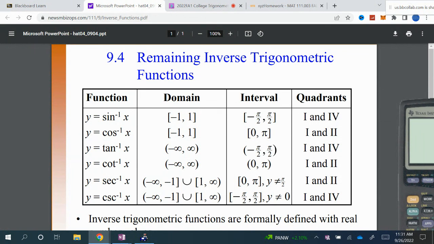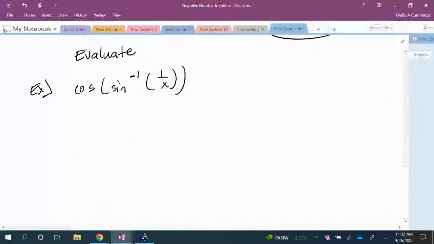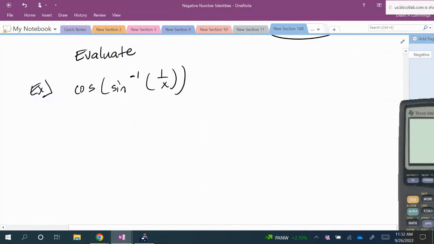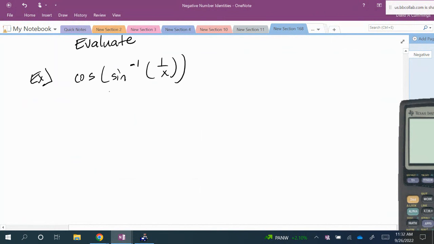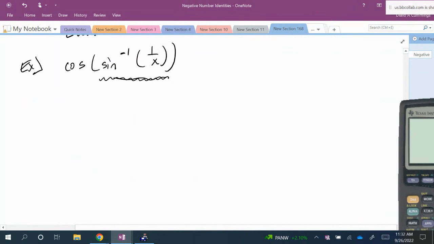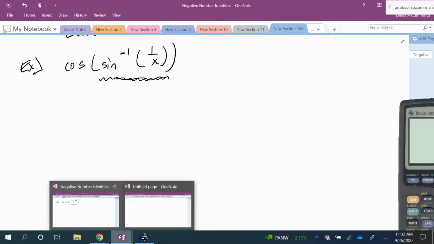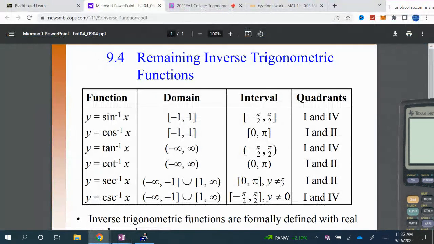All right, so let's take a look at this problem. Just as in any branch of mathematics, we're going to work it from the inside out. And for this, we're going to have to do what's called a triangle sketch. So the first thing I want to do is start with the arc sine of 1 over x. So keep in mind that the arc sine is found in between negative pi over 2 and pi over 2.